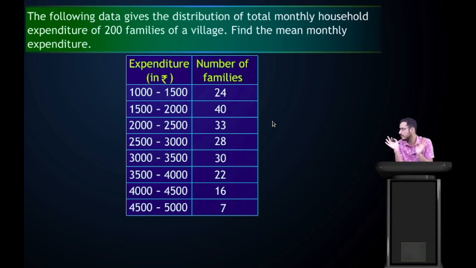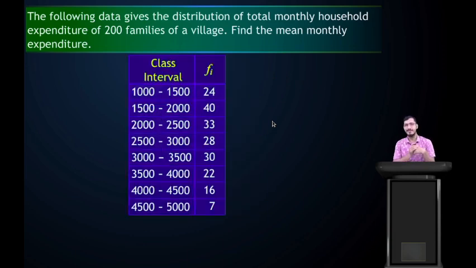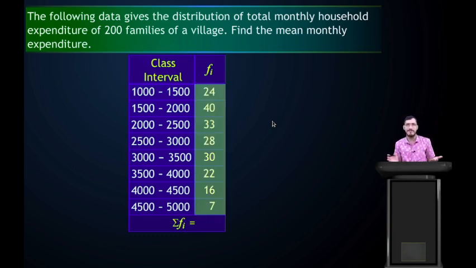Okay students, now here is one more question. The following data gives the distribution of total monthly household expenditure of 200 families of a village. Find the mean monthly expenditure. You can see here the class interval and the number of families, that means f_i. So f_i and the class interval are already given in the question. The class intervals go from 1000 to 1500 up to 2000, so those are very large values. First we find sigma f_i, and you can see in the question there are 200 families. That means sigma f_i is 200.